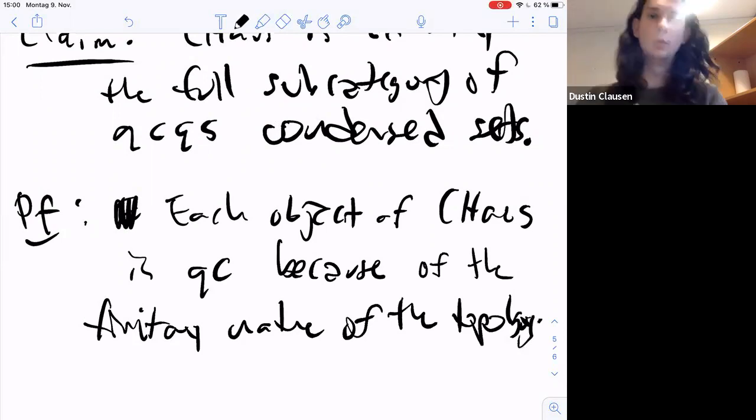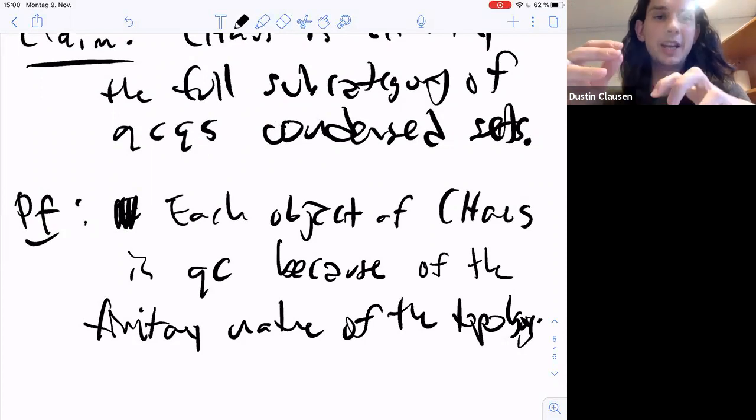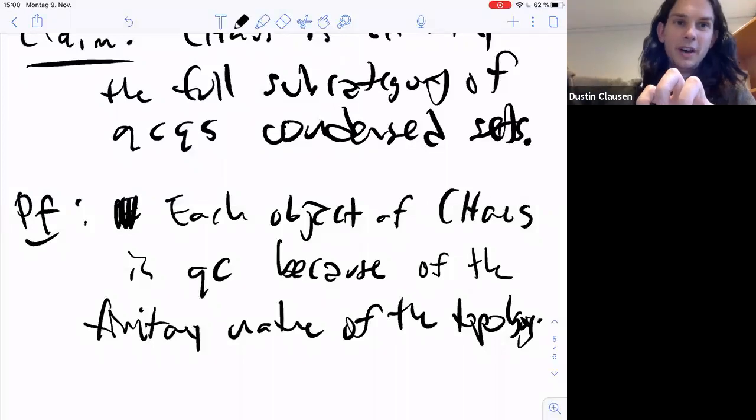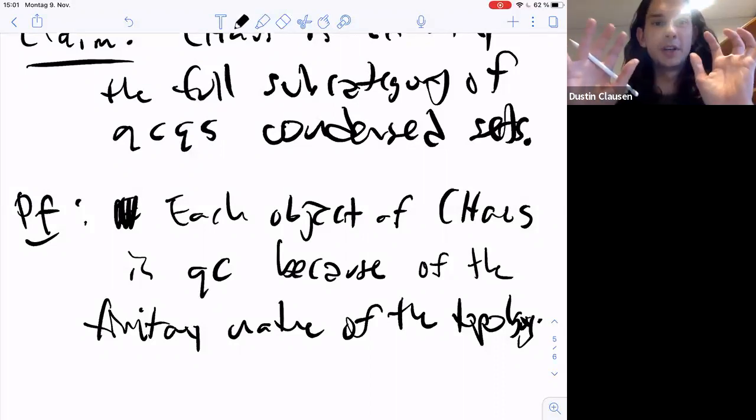Well, let me spell that out in words. In the definition, recall the definition of quasi-compact. It means that an object in a topos is quasi-compact if whenever you have a disjoint union of other objects mapping to it by an epimorphism, then there's a finite subset of it that still maps to it by an epimorphism.